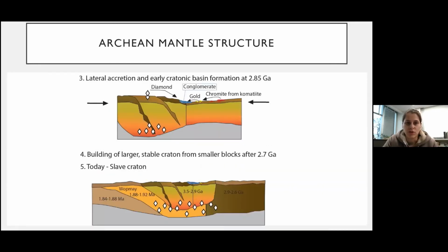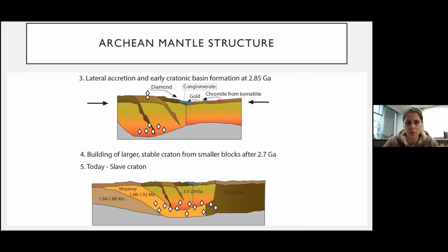Then, via lateral accretion and early Proterozoic basin formation at 2.85 billion years ago, these diamonds would have been eroded from the initial original deposits, as well as through the erosion of the gold deposits and the chromite from the komatiite. And this would have resulted in the basal conglomerates and subsequent sandstone sections, where we see the deposit that we have today.